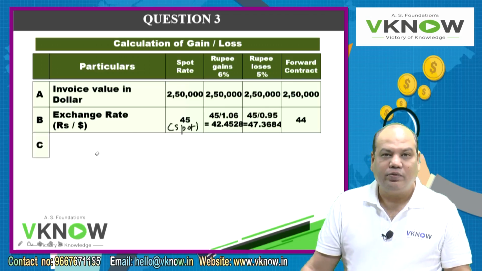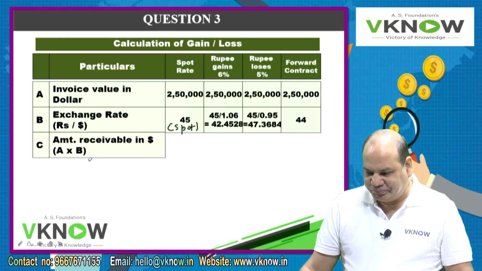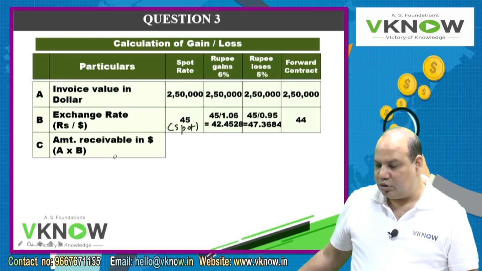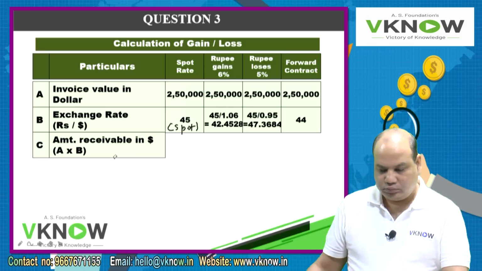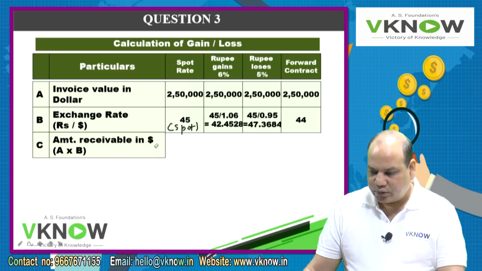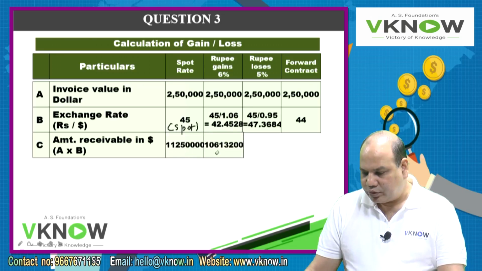Now can we convert it into Indian rupees? Amount receivable in dollar, A into B. This is how much? 1 crore 12 lakh 50,000. Check the answer. 1 crore 12 lakh 50,000.